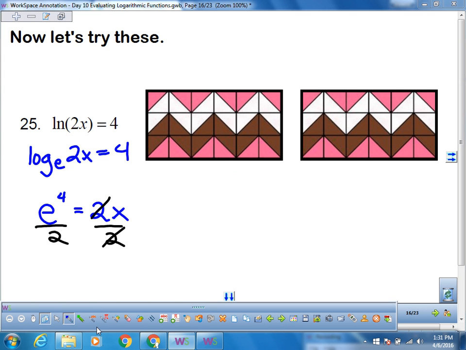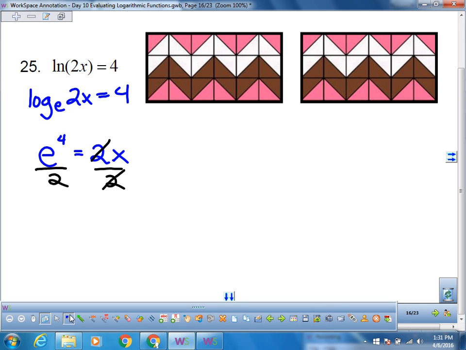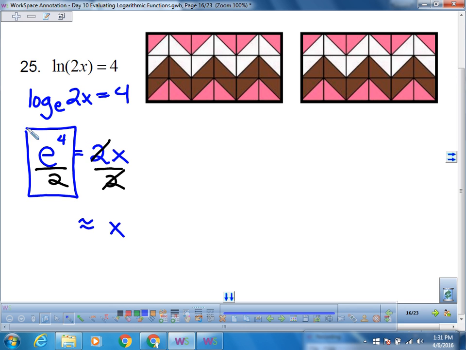There we go. So x is going to be approximate because we're talking e, right? We're going to do a decimal. So x, let's put this in a calculator. Everybody try and put in a calculator and let's see what we get.